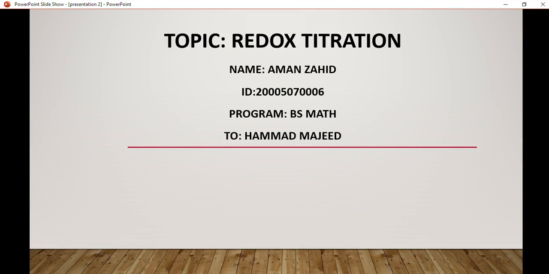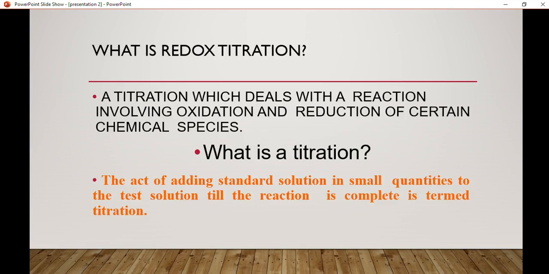Today my topic is redox titration. First of all, we will discuss what redox titration is. A titration which deals with a reaction involving oxidation and reduction of certain chemical species. What is titration? The act of adding standard solution in small quantities to the test solution till the reaction is complete is termed as titration.